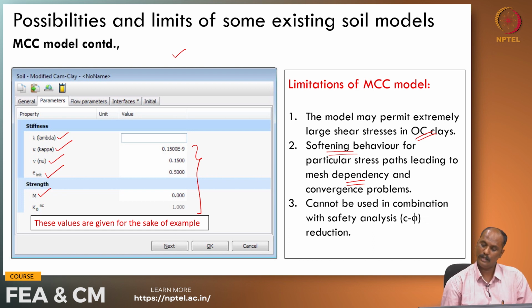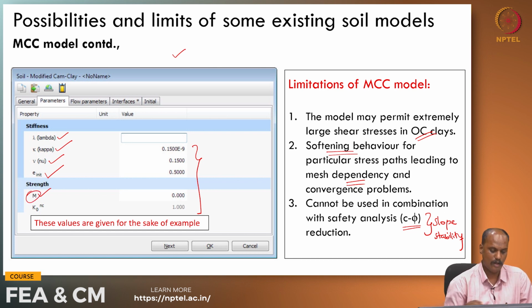And most importantly, this particular model cannot be used in combination with c-phi reduction. So, c-phi reduction is what we do in slope stability analysis, wherein c and phi are not the direct inputs of this particular model, and the shear strength is also a reflection of the friction constant parameter, namely M. So, we cannot actually use this particular model in combination with slope stability.